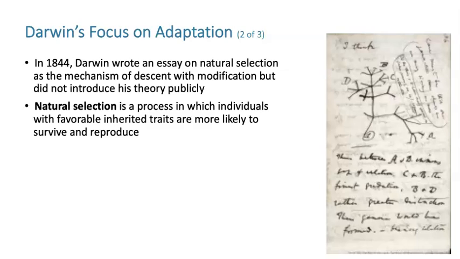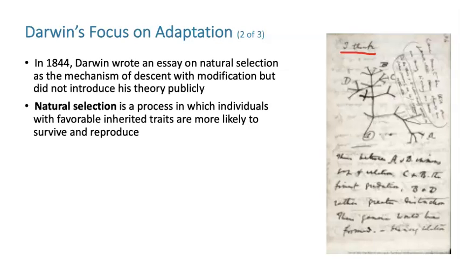This is the only diagram that Darwin drew in his entire book. And this is how he thought evolution occurred. You can see here he wrote, "I think." So he wrote an essay on this concept of natural selection as the mechanism of how descent with modification happens. He wrote this essay, but he didn't actually publish it.